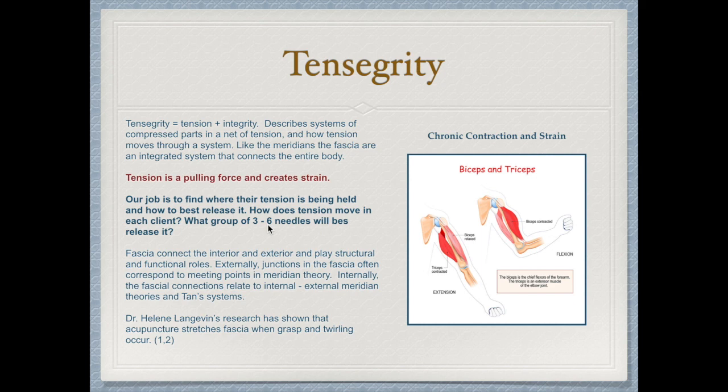The next point here reads, Dr. Helene Langevin's research has shown that acupuncture stretches fascia when grasping and twirling occur. This is really interesting. Her work is really something to look at if you're into the physiological mechanisms of this. And one of the most significant things that she found that relates to the mechanics of how acupuncture works through these myofascial lines has to do with the way that acupuncture can induce stretching through the fascia, and especially when you twirl the needle.